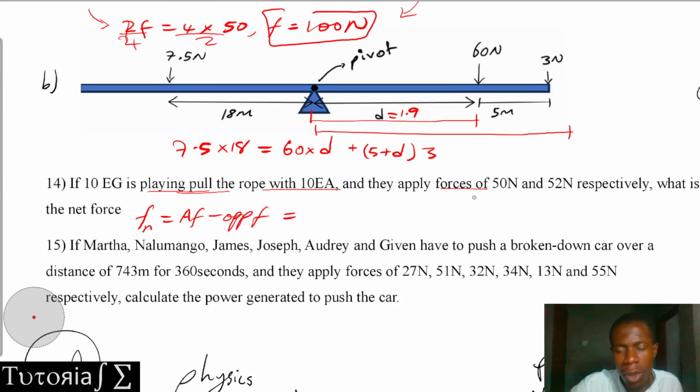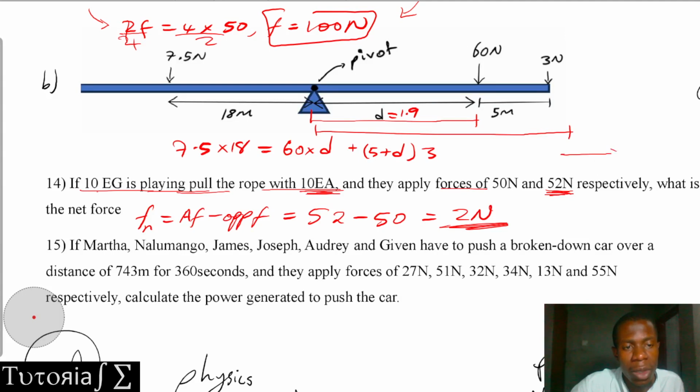So you can just subtract the two there, that will be 52 minus 50, which will give you a net force of 2 newtons. So this is how you're supposed to work out this one. So that will be the net force. And here you can determine who won the pull the rope contest. Obviously, those that are pulling with a force of 52 newtons will pull the rope, meaning that the rope will go towards their direction. Okay, so that is question number 14.